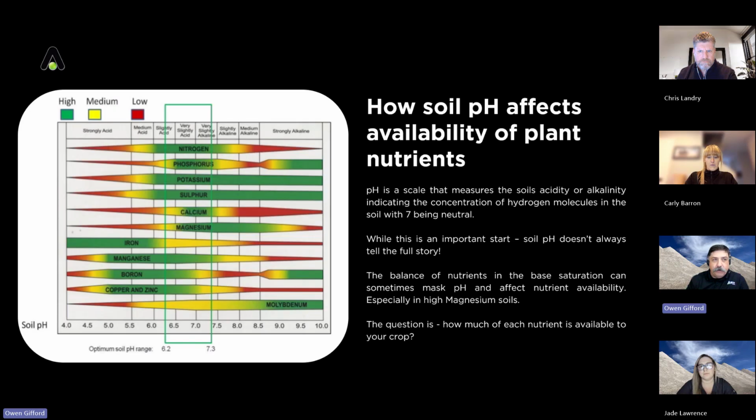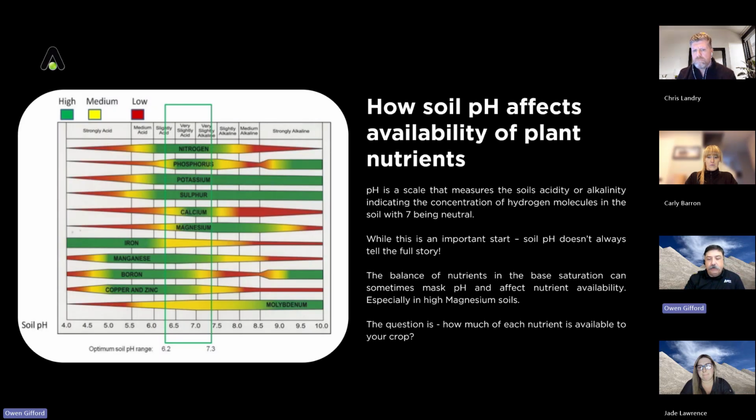But while it's important to look at pH, the soil pH doesn't always tell the full story. The balance of nutrients in the base saturation when you do a soil test can sometimes mask the pH or affect the nutrient availability. Especially in Ontario, we have some high magnesium soils. And so sometimes that high magnesium can affect the availability of other nutrients, or it can mask what the true pH of the soil is. So when we look at pH and nutrients, it's not always a question of just the pH of the soil, but really how much of each nutrient is available.